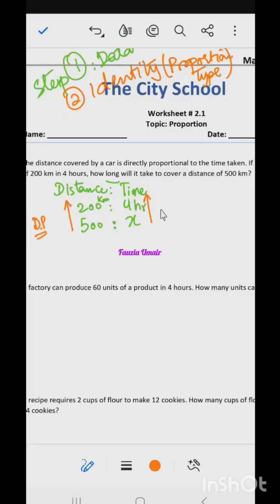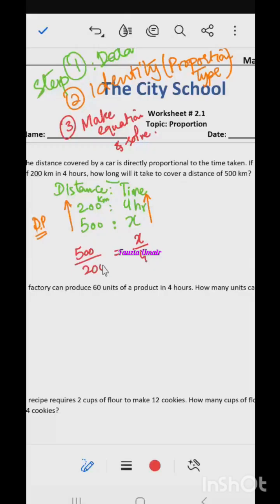Okay, so now we are going to do step 3. I'm changing the color again so that you can see what step 3 is. Step 3 is make the equation and solve. These are the 3 steps we will follow to solve a proportion question. Now we will make the equation. We will follow the direction of the arrow. So this is x by 4 equal to 500 by 200.